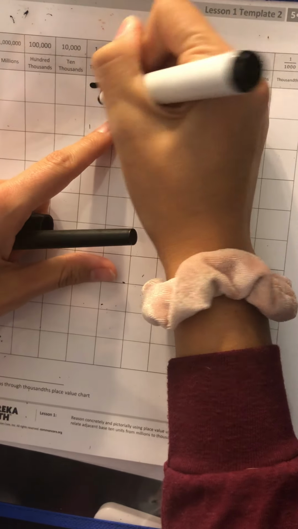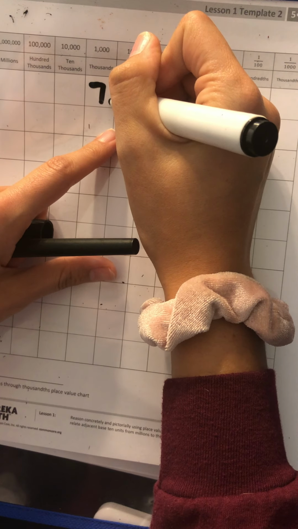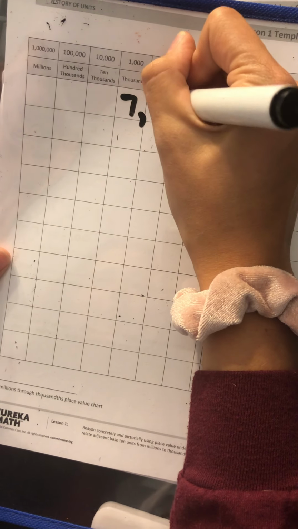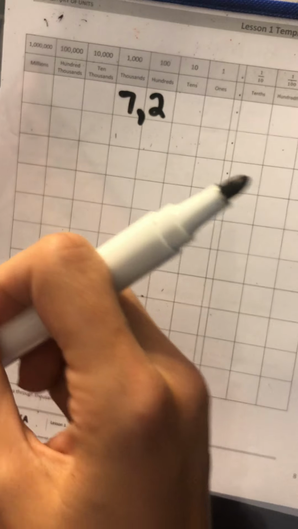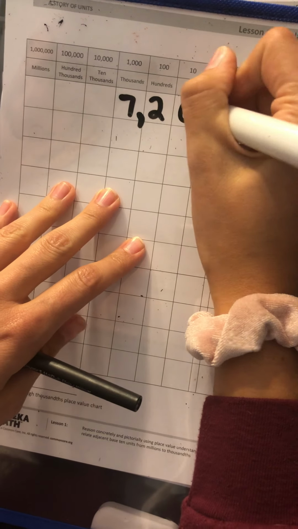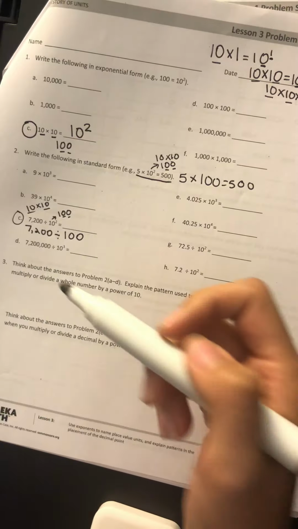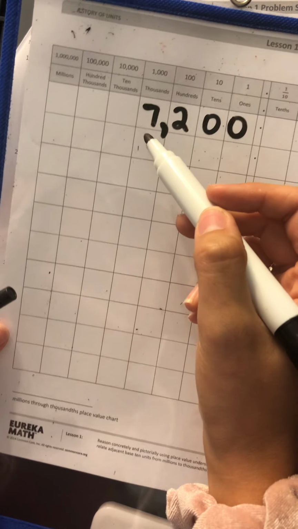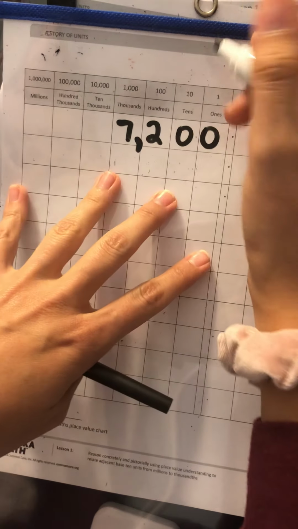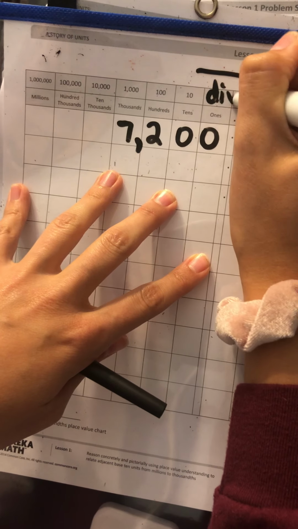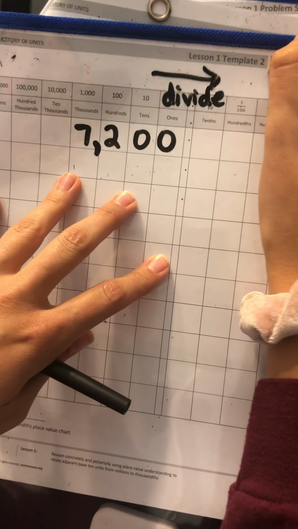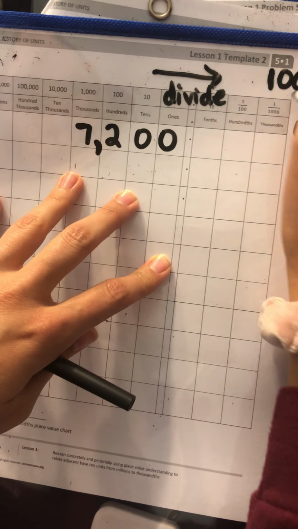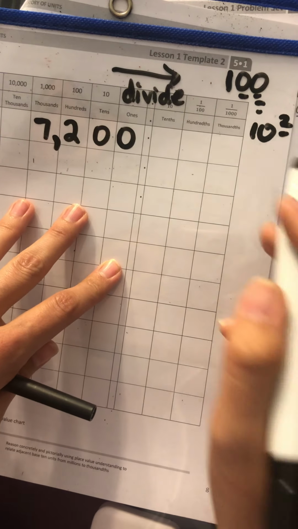So I'm going to place the 7 in the thousands because there's 7 groups of 1,000. It's 2 groups of 100, so there's a 2 in the hundreds column. There were 0 tens and 0 ones, 0 groups of 10 and 0 groups of 1. I'm just placing that number exactly how I see it here. So I'm dividing that by 100, and when we divide, we go to the right. And since 100 is 10 squared, that means I'm moving over 2 times because there are 2 zeros and the exponent is 2.